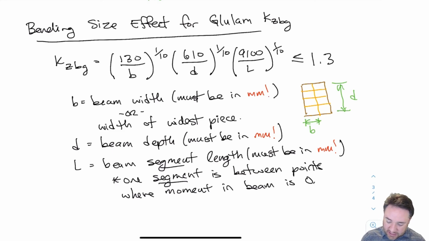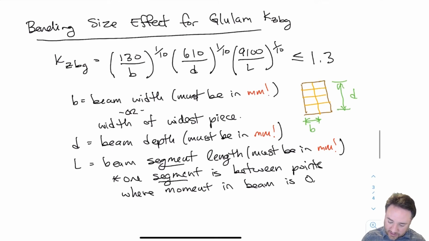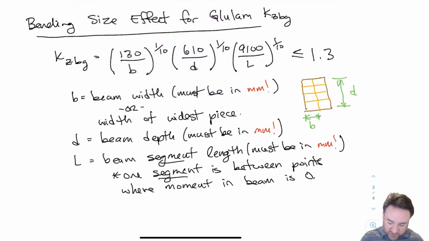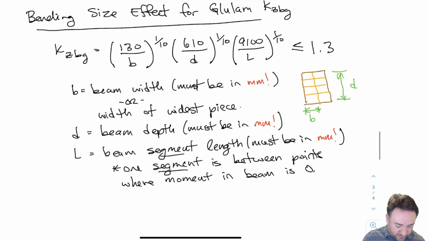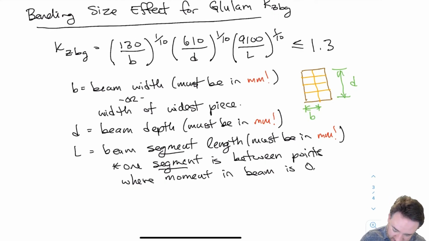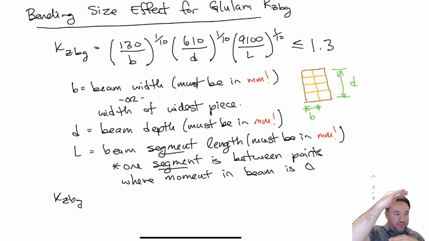Okay, and then beam segment length is the bit where I'm going to spend a little bit of time to show you exactly what that means. As I mentioned, KZBG is defined relative to some tests where they tested a bunch of sizes of beams to find out size effect, but their baseline beam was a 130 wide by 610 deep by 9100 long. So 9 meters long by 610 deep by 130 across. And that's why the equation looks like this.